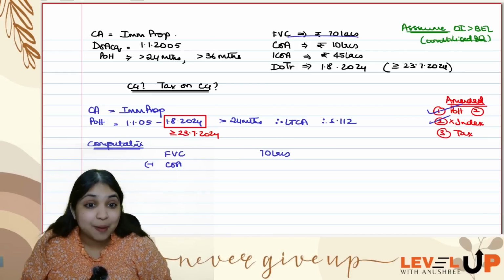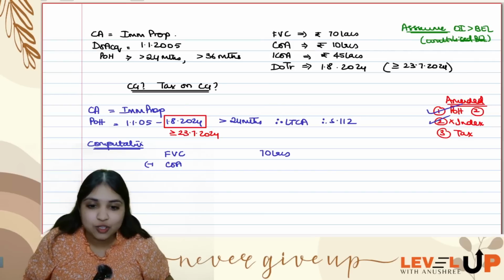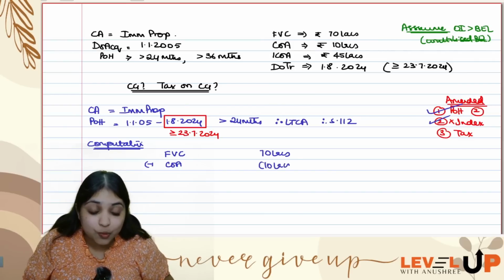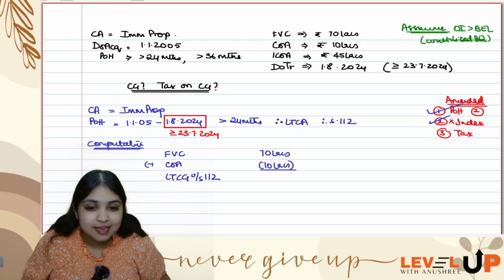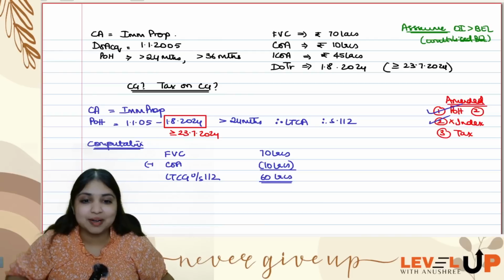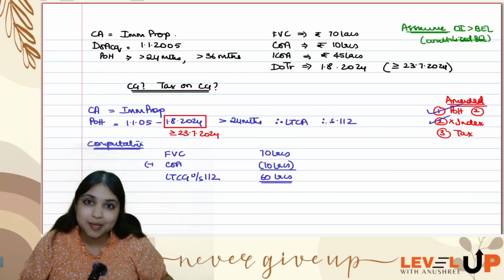So I will take the number before indexation. So the cost of acquisition, 10 lakhs only I will take. So therefore what is going to be my LTCG under section 112, guys? It's going to be 60 lakh rupees. So this is the number that will enter my total income computation.